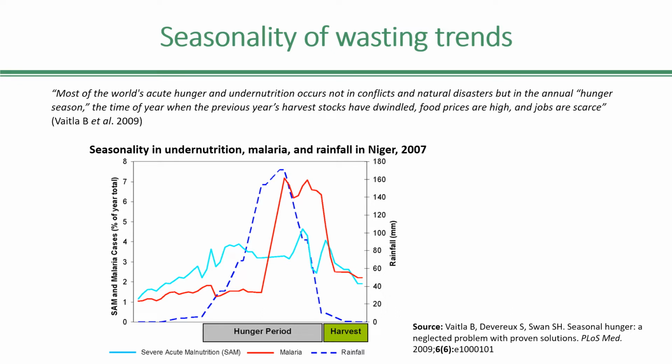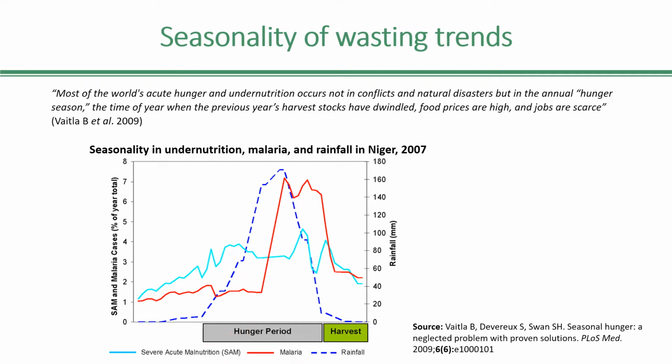I thought this figure was a nice example of the seasonal influence on some of these factors I've mentioned. This is data from Niger in 2007. It shows us the number of cases of severe acute malnutrition and malaria over the year. That's here on the left-hand axis. The right-hand axis shows us the amount of rainfall over the year. So the wet season, which we can see with the peak of the blue dotted line showing rainfall, corresponds to the hunger period.